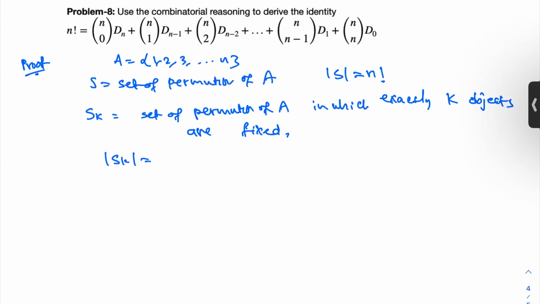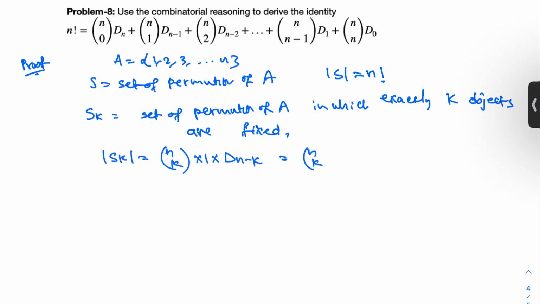So k objects, we have already seen one problem. First of all, we have to pick the k objects. That can be done in n choose k ways. We can fix any k objects out of n. Once you have done that, you can fix them in one way. Then the remaining n minus k positions should be disturbed. That means they must form a derangement, so nothing should take its own place. So that's going to be d(n minus k).